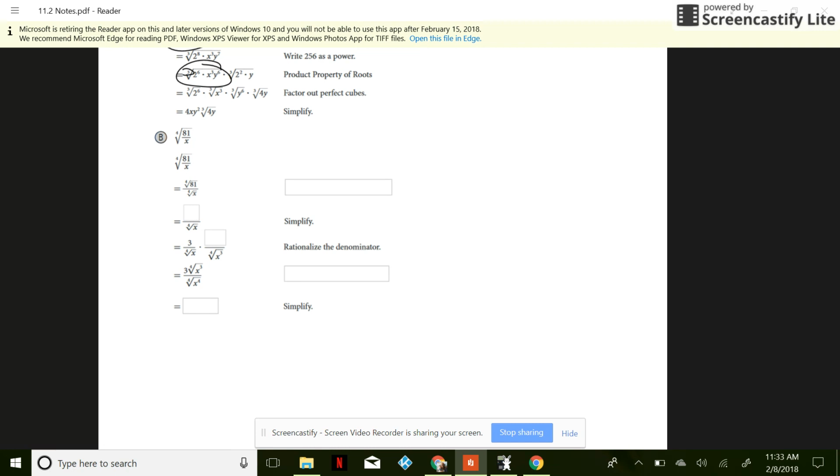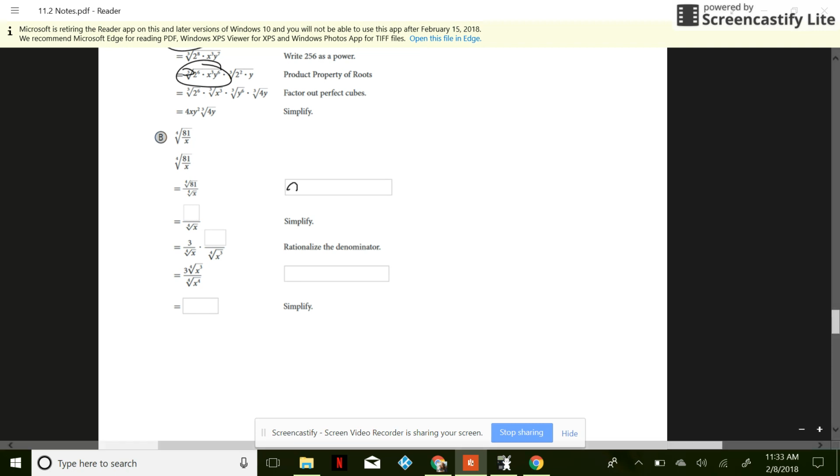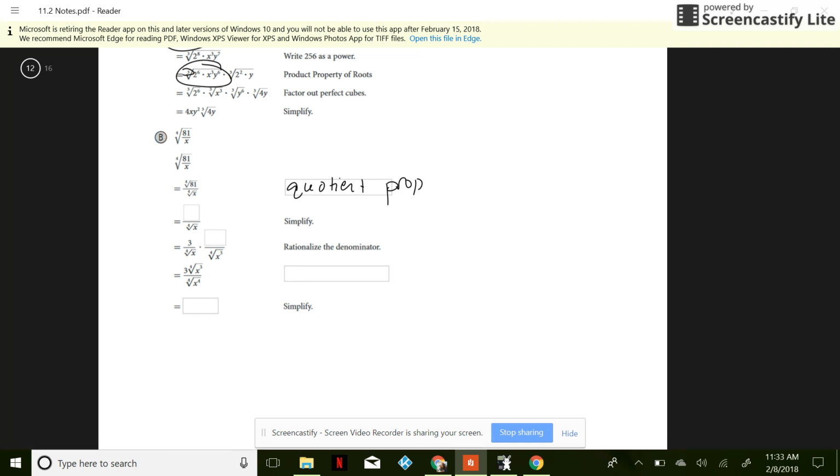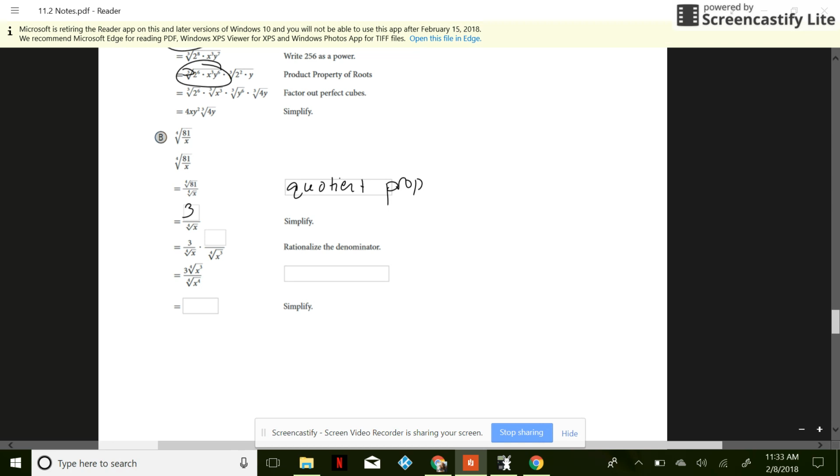So here, the first thing we're going to do, we're going to use the quotient property. We're going to break apart that quotient so that it becomes the 4th root of 81 over the 4th root of x. So we're going to simplify. The 4th root of 81 ends up being 3.